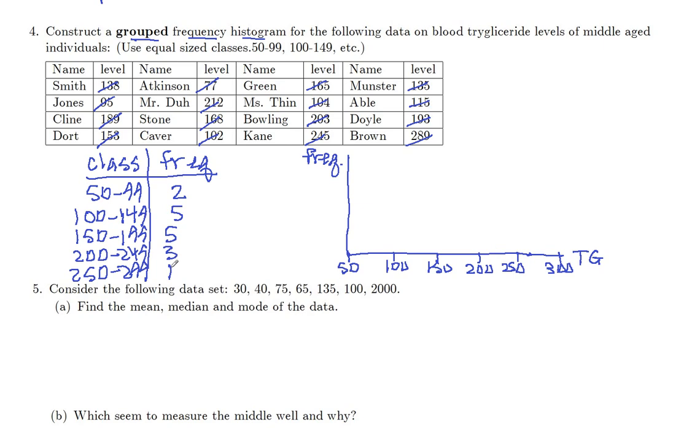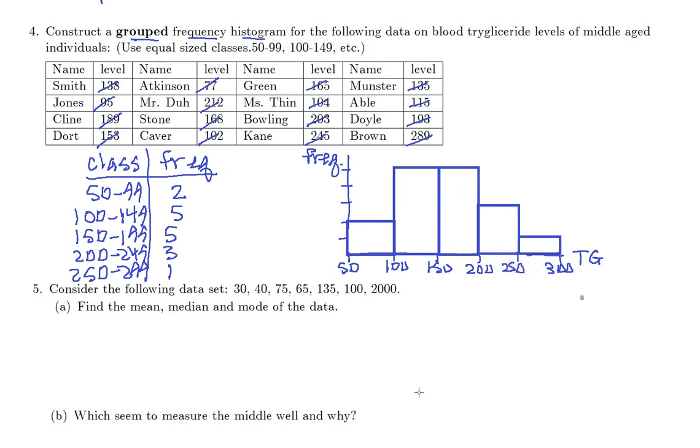And then our frequencies go from 1 up to 5. So 1, 2, 3, 4, and 5. So that first frequency is 2. So we'll have a bar of height 2 from 50 to 100, like that. Then I'll have a bar of height 5 for 100 to 150. So like so. Another bar of height 5 for 150 to 200. Like so. 200 to 250, a bar of height 3. So like that. And then a bar of height 1, 250 to 300. Like that.